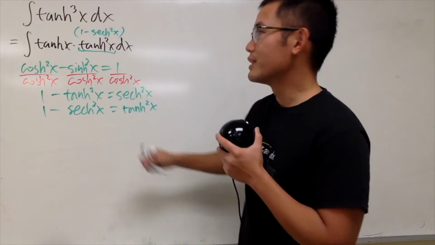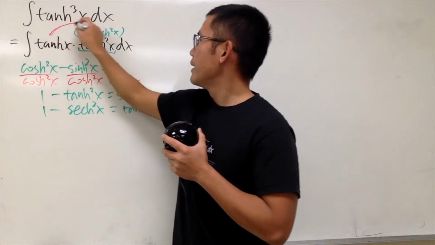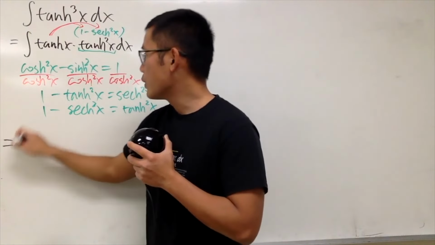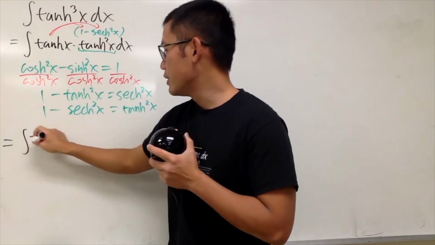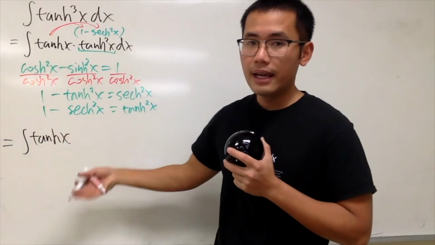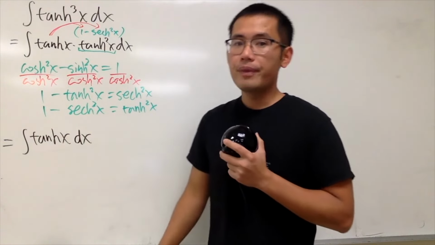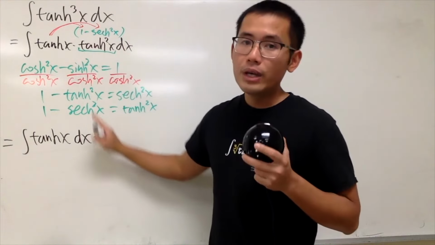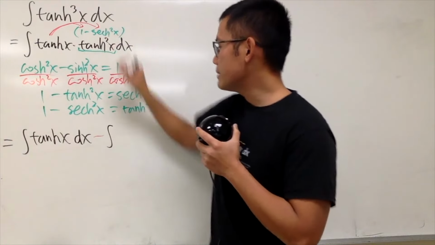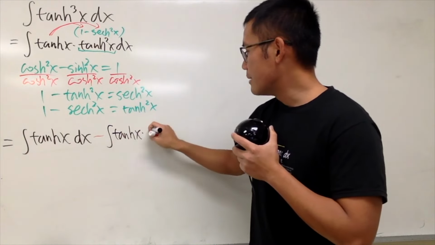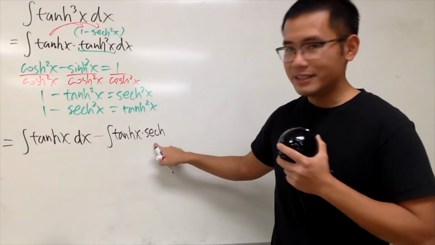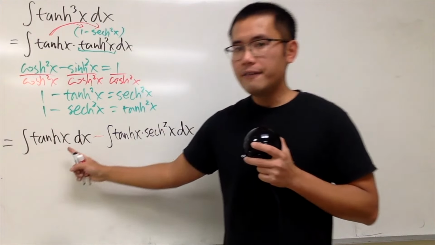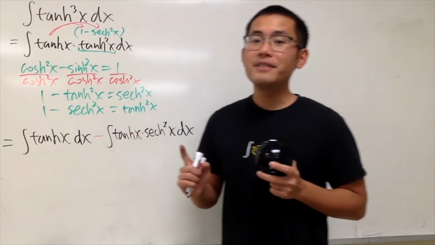Then we can distribute this and break it down into two integrals. So now, here we go. This times that gives us the integral of tanh x dx. And for the next one, this times that, there's a minus on the outside, and we have the integral of tanh x times the hyperbolic secant square x dx. In fact, we have done this one already. You can check out my other video if you need to.